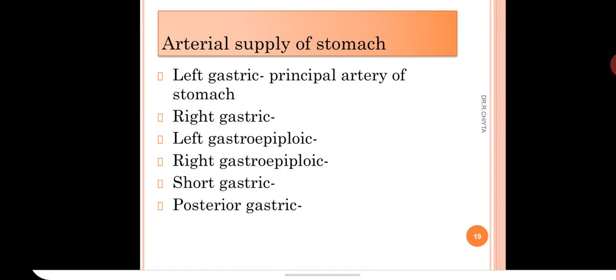Posterior gastric artery sometimes arises from the splenic artery and supplies the posterior wall of the fundus, passing through the omental bursa. So these are the arteries which supply the stomach. The principal artery of the stomach is the left gastric.